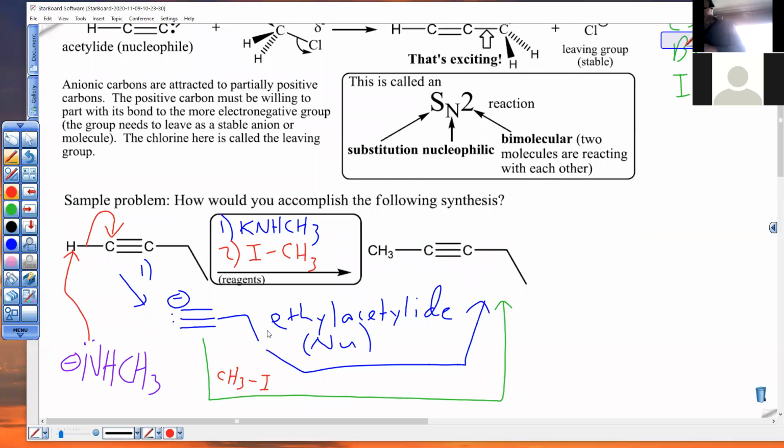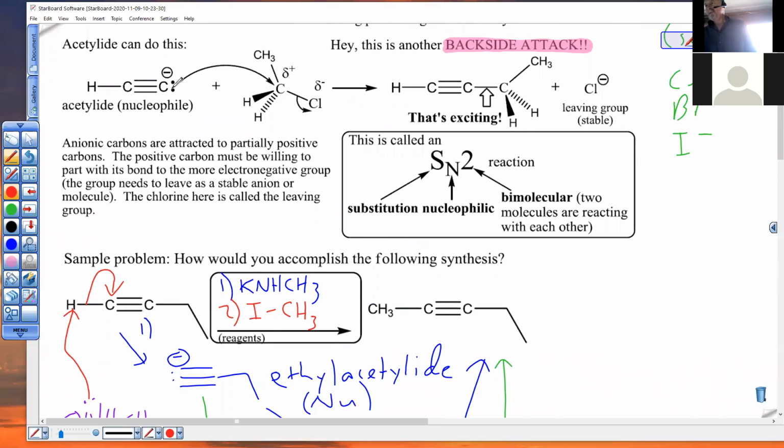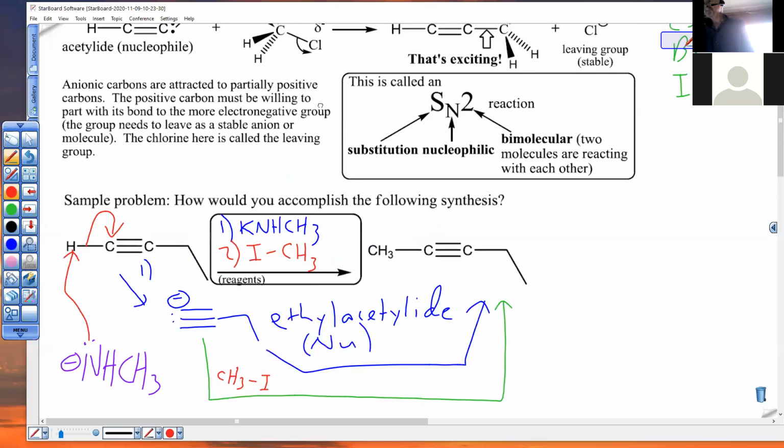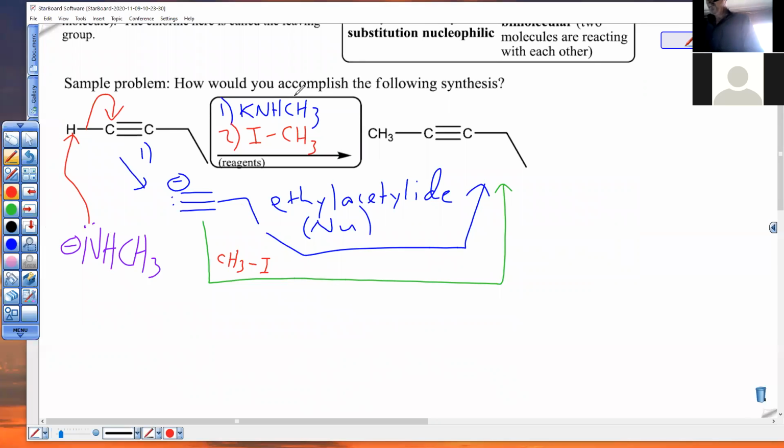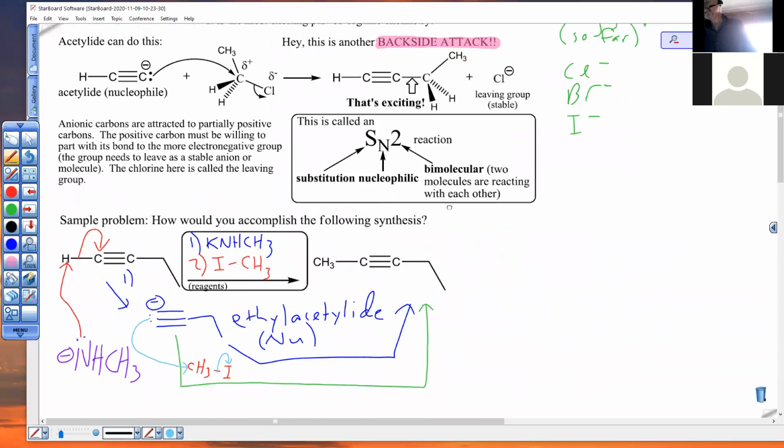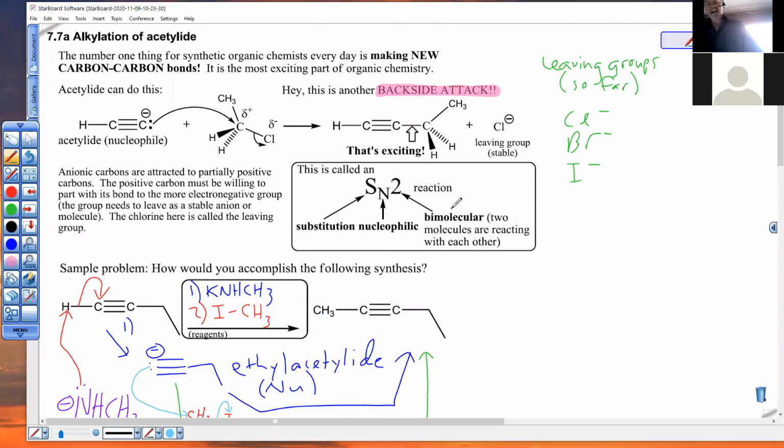How does it work out? We use the lone pair on the acetylide and attack the carbon with the leaving group, and the leaving group does what leaving groups do. It leaves. So here it goes. Mechanism arrow in baby blue. Hits the carbon. Iodide leaves. You've made this new bond right here. Very exciting stuff. Anytime you make carbon-carbon bonds, that's synthesis. So there we have it.